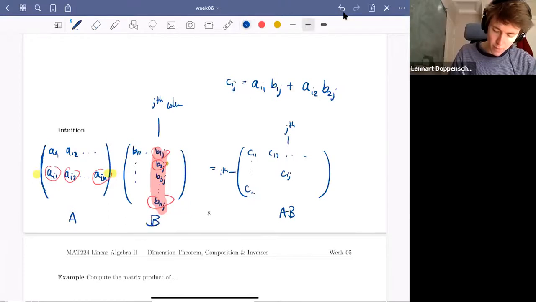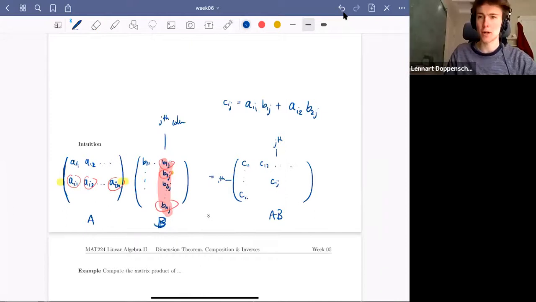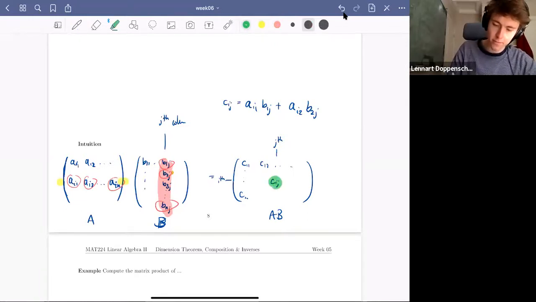And then when I multiply them and sum up the result, this is basically just the dot product of this column and this row as vectors. Then I claim that this is the result. This is going to be the Cij element.